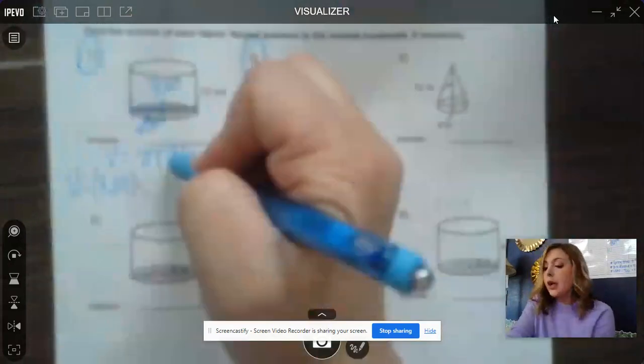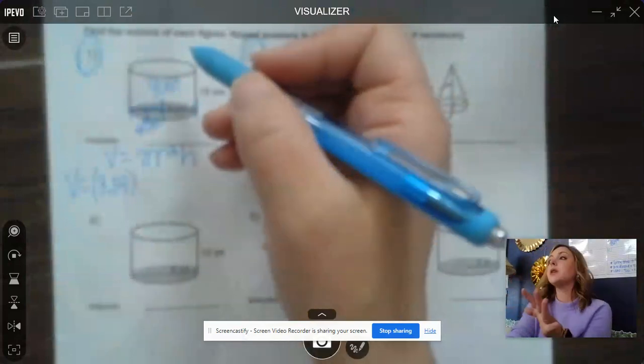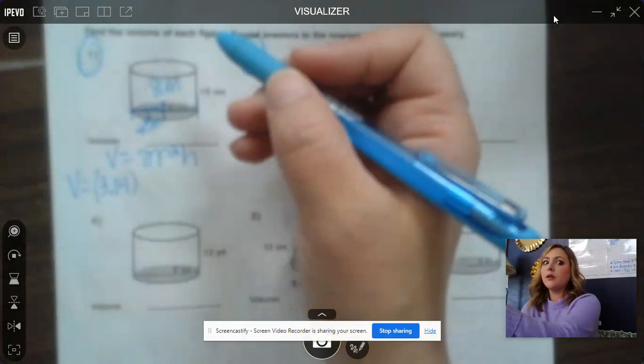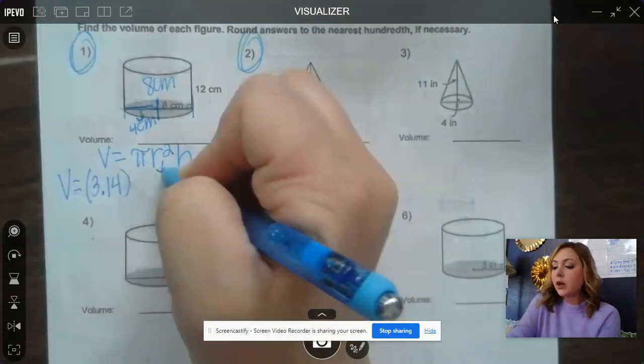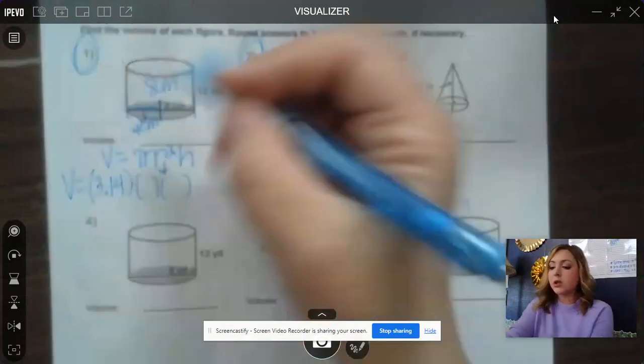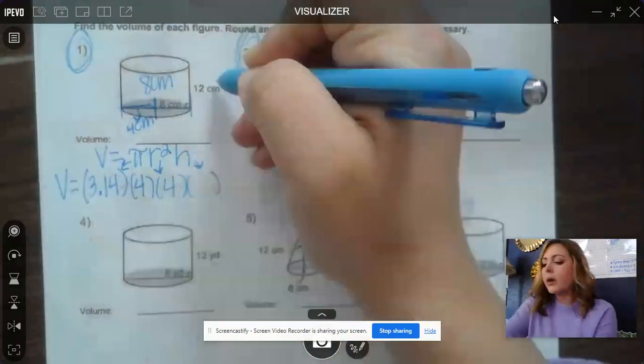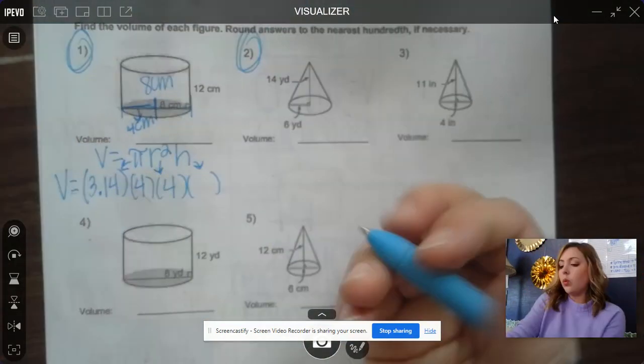So we're not going to write out 4 squared. That can be confusing, and we're trying to get to where we don't have anything that's confusing with this exponent right here. So we're going to understand that radius squared, we're going to write out the radius times itself 2 times, which in this case is 4 times 4. What is the height of this cylinder? That is our last piece. We have pi, we have radius squared, we need height now. What is the height? 12.